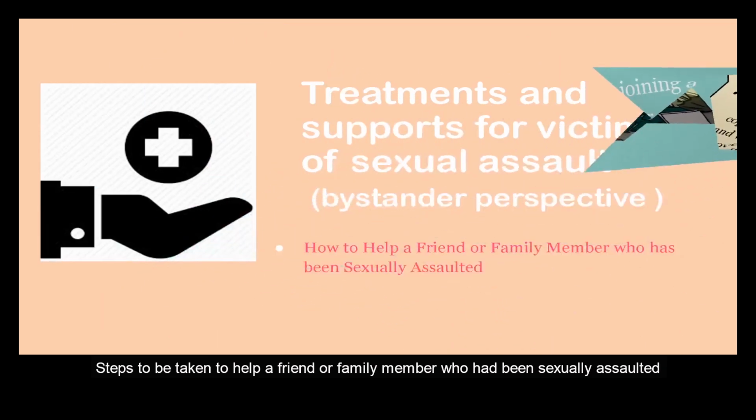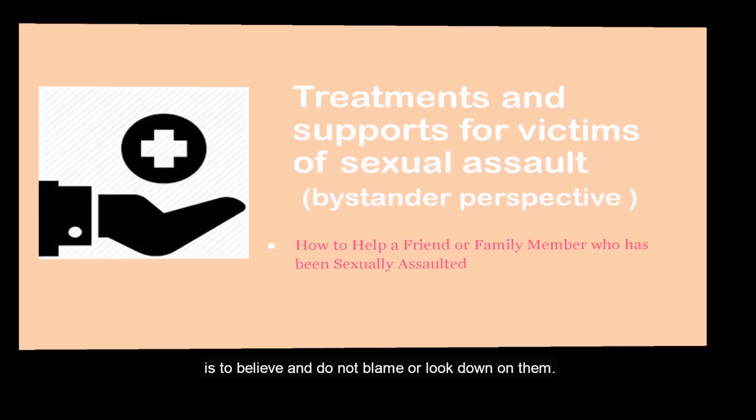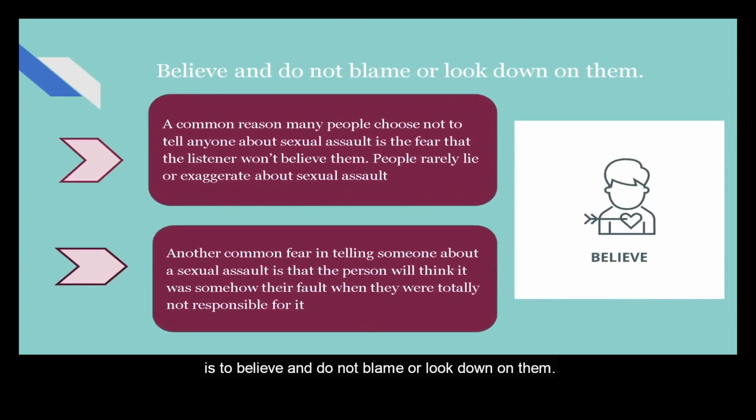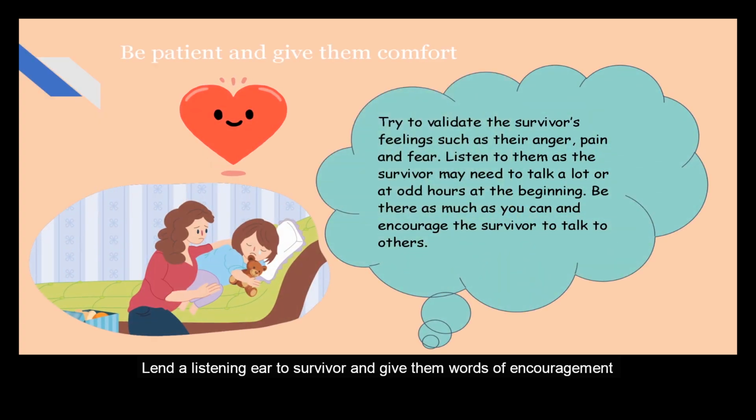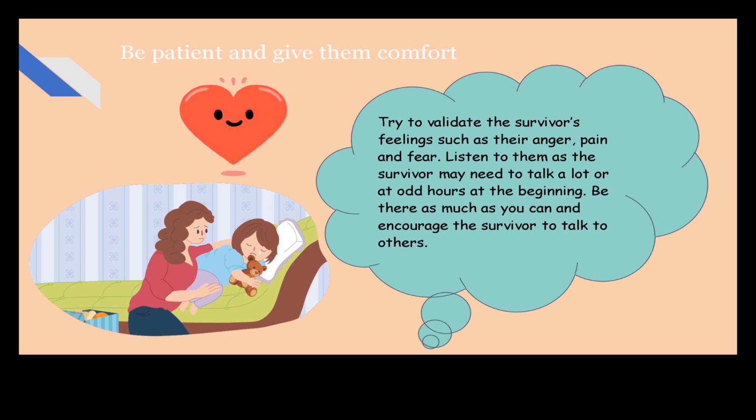Steps to be taken to help a friend or family member who had been sexually assaulted is to believe and do not blame or look down on them. By believing them, they would be more willing to share about their sexual assault with you. Next, be patient and give them comfort. Lend a listening ear to the survivor and give them words of encouragement, but do not try to rush the healing process, as individuals do not heal at the same pace.